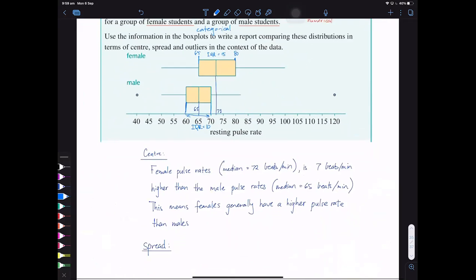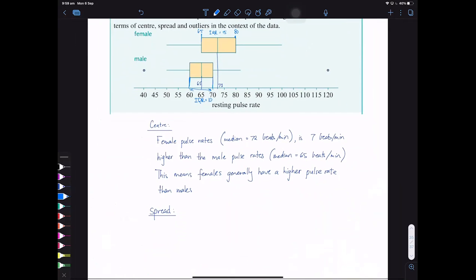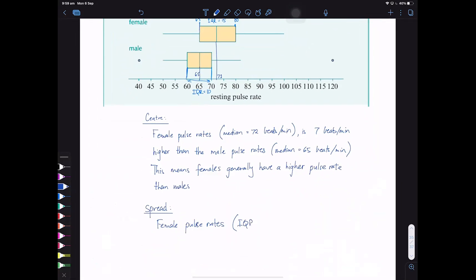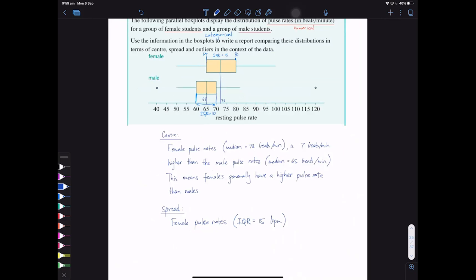So who has a wider spread? Females. Female pulse rates with an IQR of 15 beats per minute. I'm just going to write BPM for beats per minute.